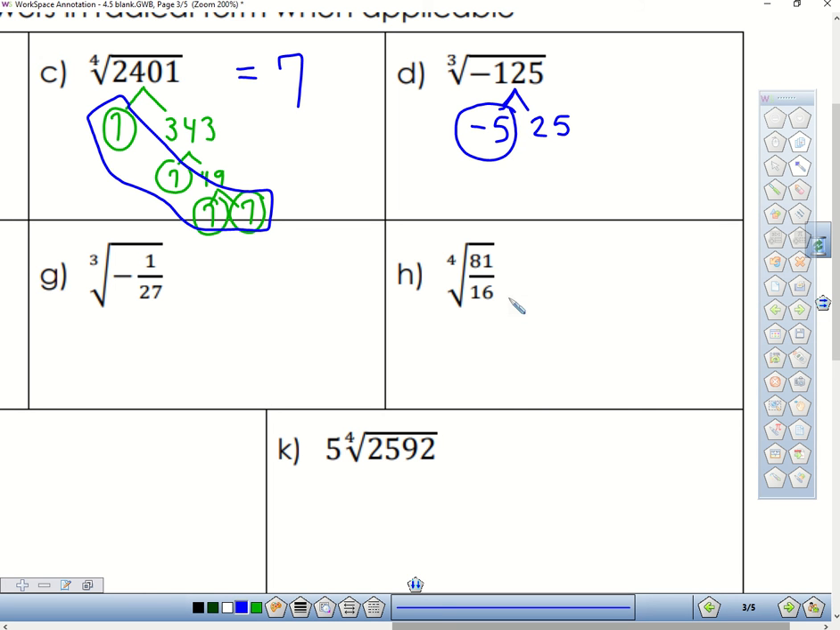Everybody good with that? And then our goal is to get 3 of the same numbers. So what can I break up 25 into? 5 and 5, but we want it to be negative, so we can do negative 5 and negative 5, which would also give me a positive 25, right? So now, do I have a pair of 3 of the same numbers? So my answer here is negative 5. Very good. Makes sense so far? Okay.